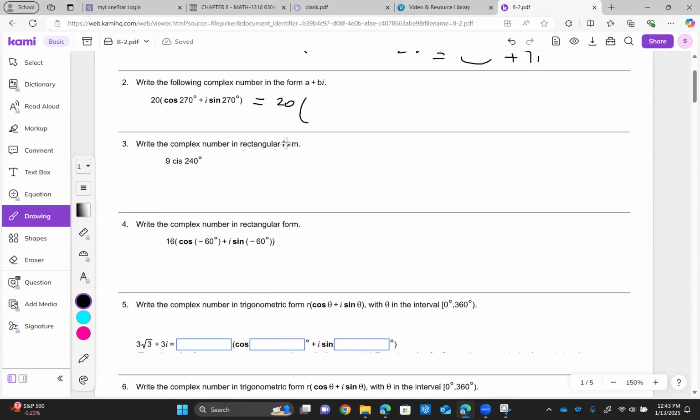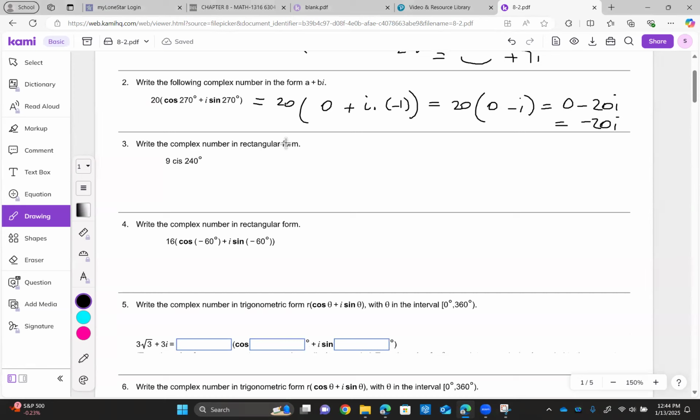Cosine of 270 is equal to 0. Sine of 270 is equal to -1. So it's 20 times, this is 0, and then this is a -i. 0 times 20 is just 0, and 20 times -i is -20i. So on my MATLAB, I can just enter -20i since 0 doesn't have any meaning.